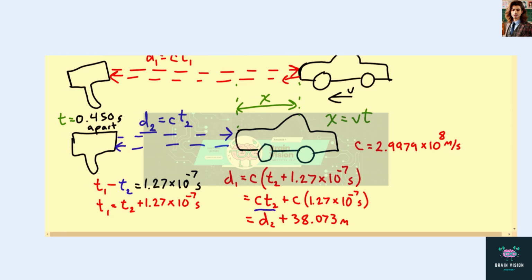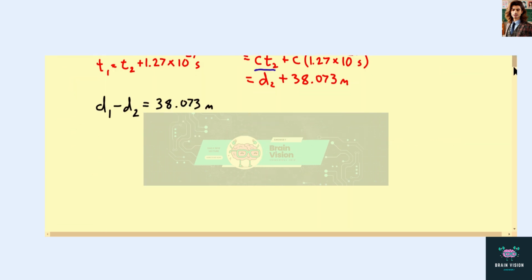Now this distance here, x, that's just the difference between when it first reaches the car, the front end of the car, and the front end of the car in this case. So it's actually going to be equal to just half of that distance that we found. So let's go ahead and take that and divide by 2 on both sides. And that's going to be equal to about 19.037 meters. That is our x, the distance that the car has traveled.